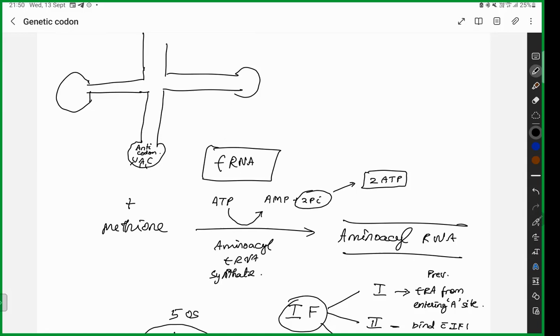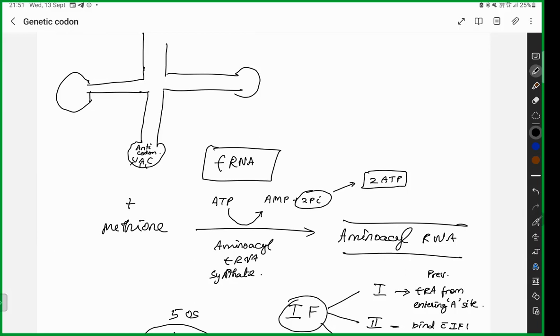But in the prokaryotes we call it formyl methionine loaded. Therefore, the first amino acid seen in the proteins in eukaryotes and prokaryotes is going to be methionine or formyl methionine. Two important things. Initiation phase is always methionine or formyl methionine. Termination is always UAA, UGA, UAG. These two things you need to understand.